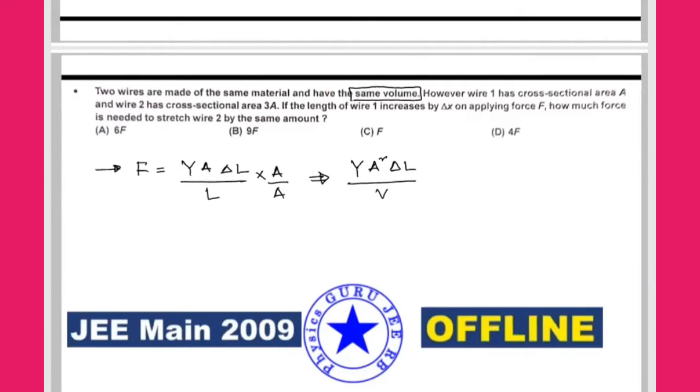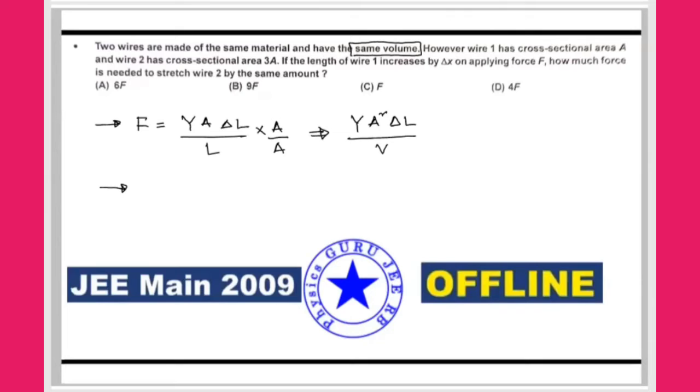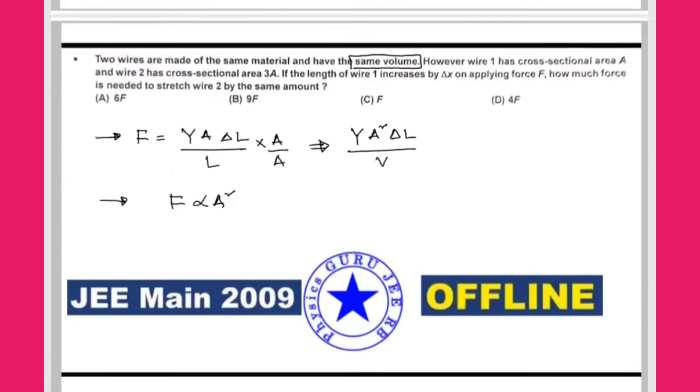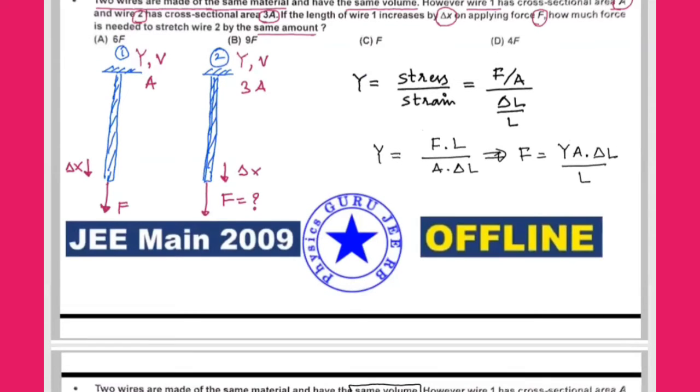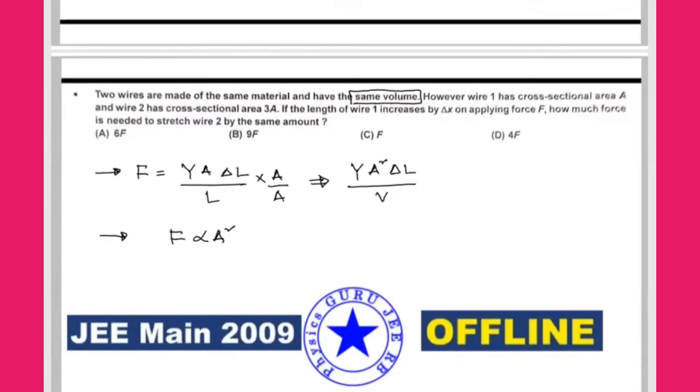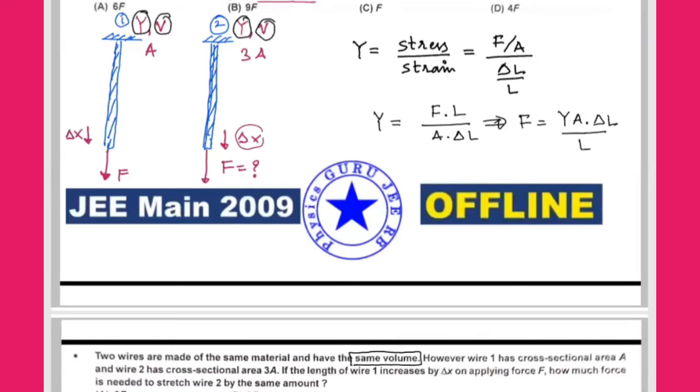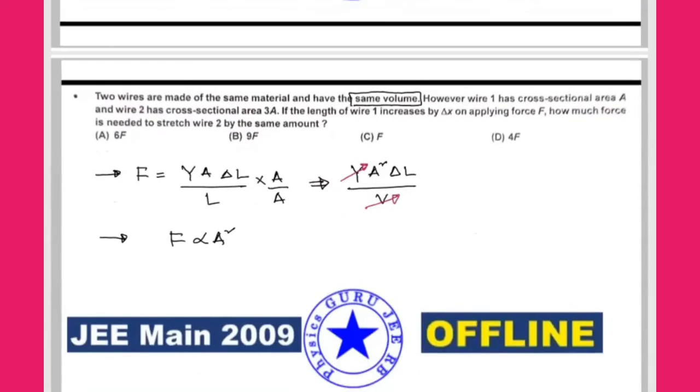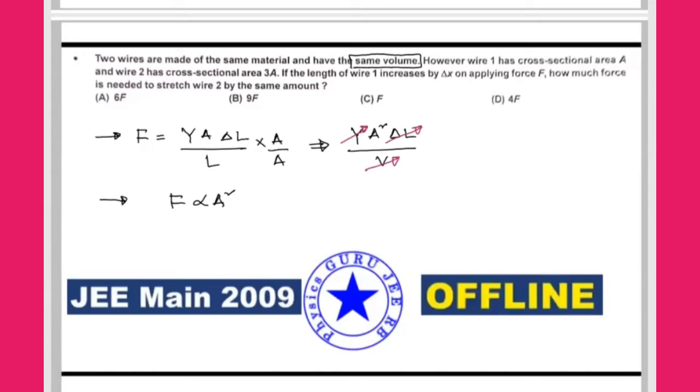Is it clear? Now, for the same delta L, force is directly proportional to A square. How can I write this? Because the area is changing, while volume is the same and Young's modulus is the same, since it is the same material. So remove volume and Young's modulus. Delta L, the elongation, is also the same. That means force is directly proportional to A square. Hope this is clear.